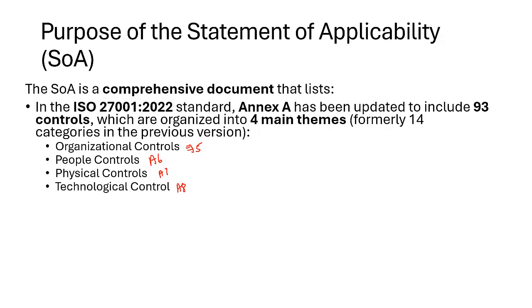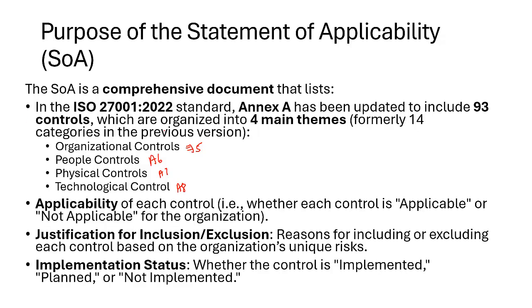So in summary, you can say Annex A is an integral part of 27001, and it provides the comprehensive list of security controls that the organization can select from based on its specific risk needs. Is it clear? So that is something we have. Now, when we're talking about the controls in Annex A or SOA, in the SOA we organize them into three categories. One is called applicability.